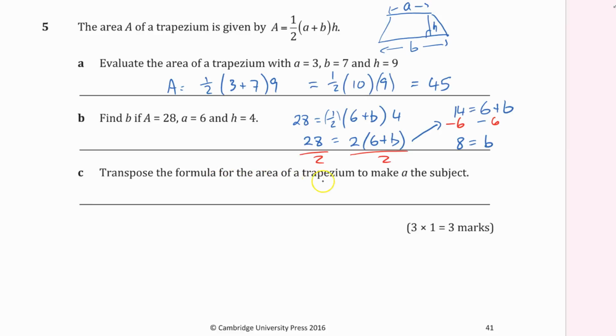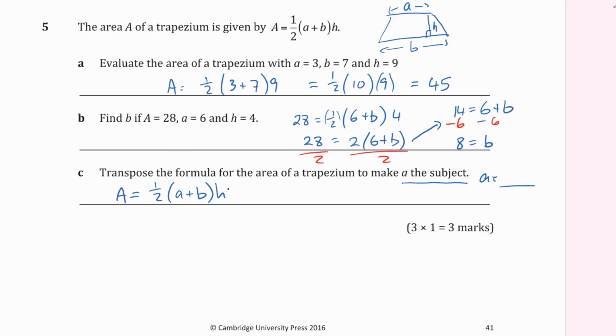Transpose the formula area of a trapezium to make a the subject. This is not like music where we have to change the key that it was written in. It just means rearrange to make a the subject, a equals whatever. Okay, well we can do that, little a. So here I've got A equals 1/2 little a plus b multiplied by h.